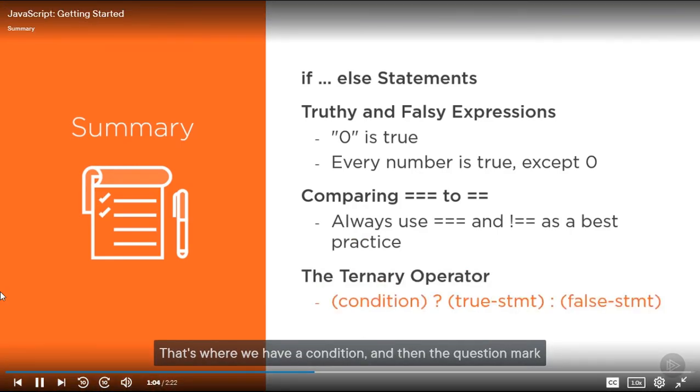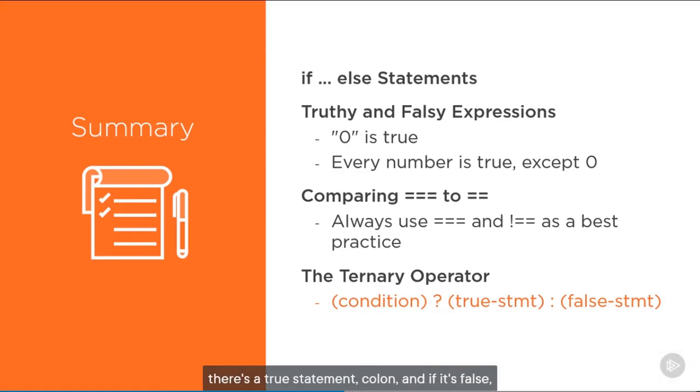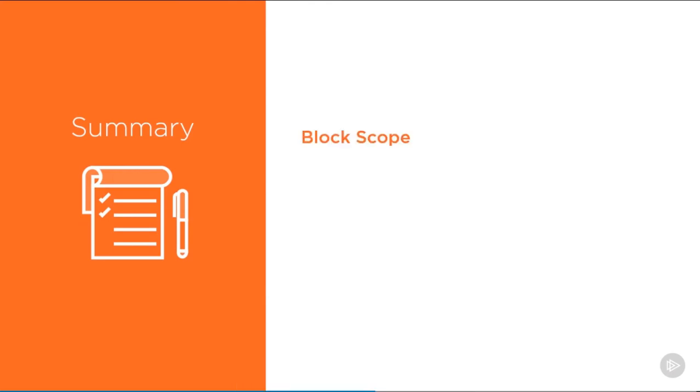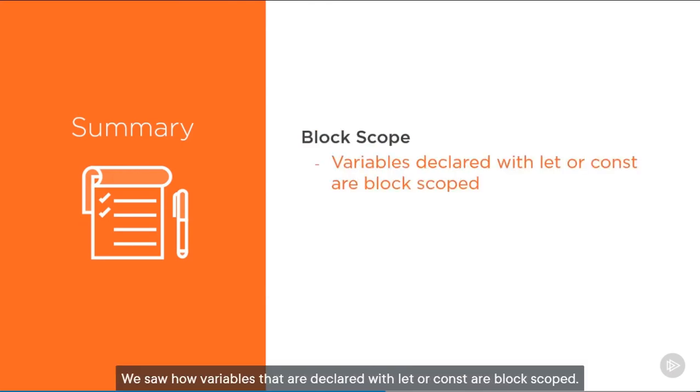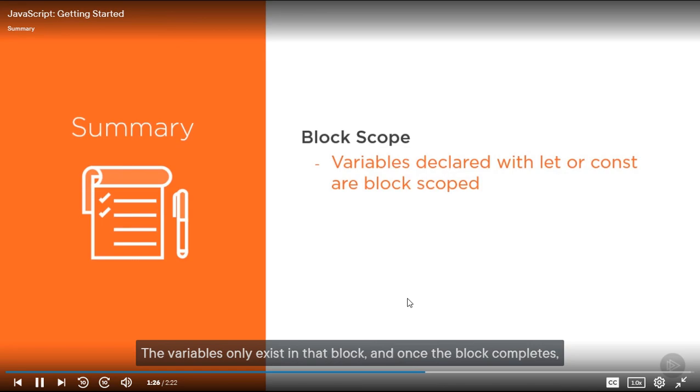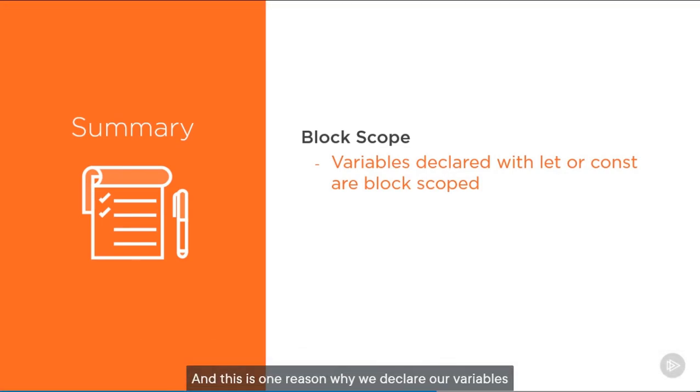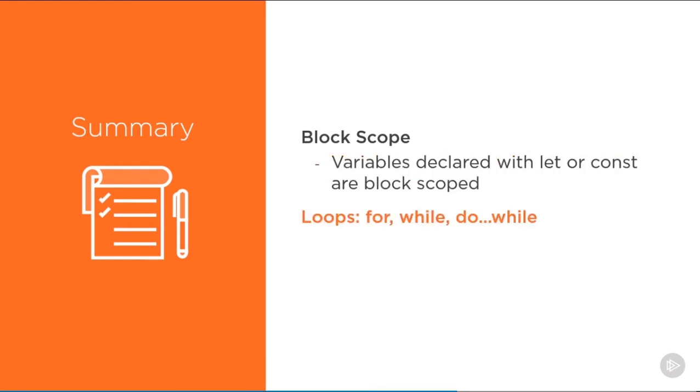That's where we have a condition and then the question mark symbol. And based upon the condition, if it's true, there's a true statement, colon, and if it's false, there's a false statement. And this is a concise way of writing an if-else statement. You can do it all simply on one line. Next, we looked at block scope. We saw how variables that are declared with let or const are block scoped. The variables only exist in that block, and once the block completes, they disappear. And this is one reason why we declare our variables with let or const instead of var.